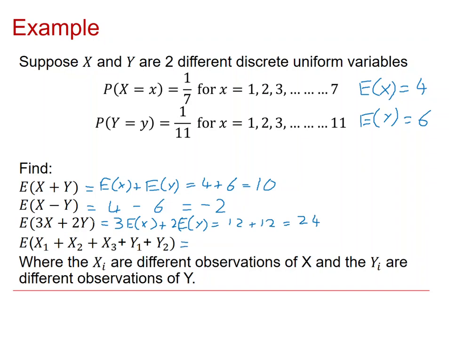And on this final one, I've got 3 different observations of x, so 1, 2, and 3. All of those have an expectation of 4. And 2 observations of y, both of which have expectation of 6. Add all of those together, and I get 24. Now in this instance, both of these numbers are 24, but as you'll see later in this video when we do this for variance, both of these two numbers will not be the same.